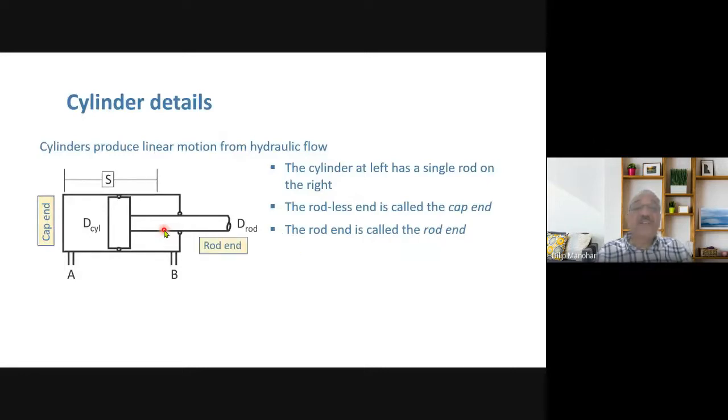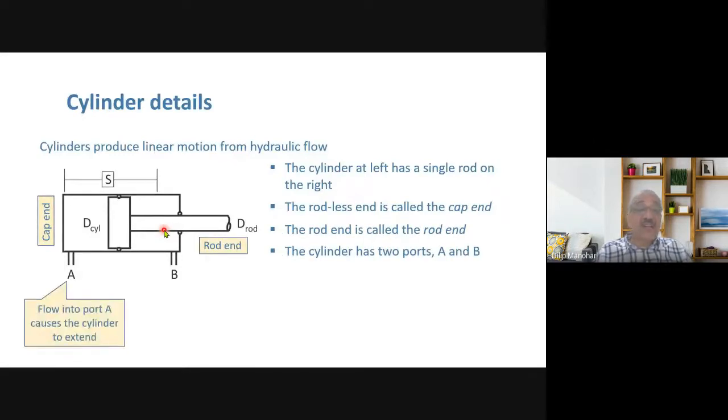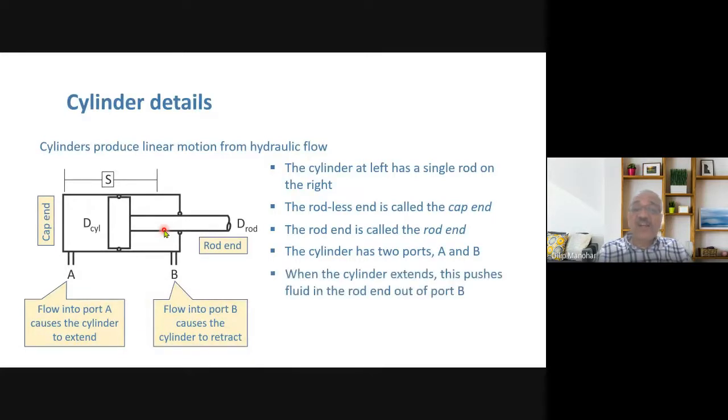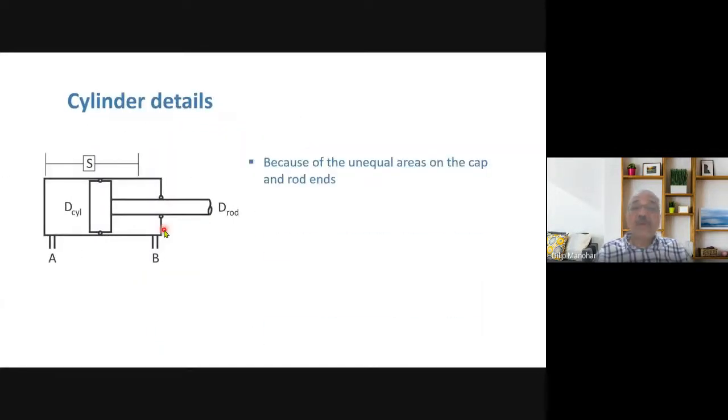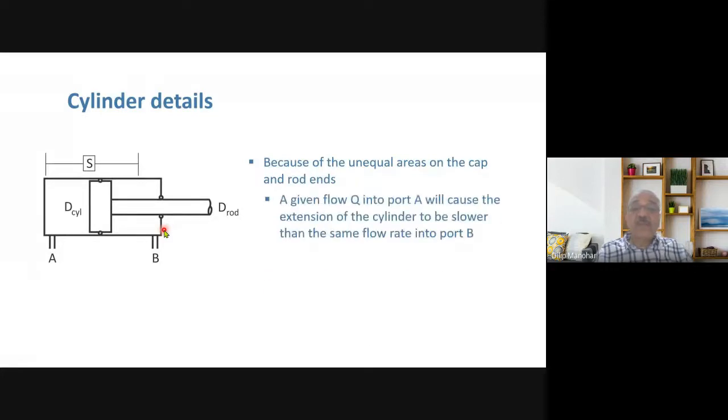I'll go slightly faster because we have already covered this. This is the inlet port. This is the exit port. This allows the cylinder to extend or push the fluid from both ends. When the cylinder retracts, the fluid pushes this. So in the cylinder details, because of the unequal area, the motion from A to B is occurring. Given a flow at A, it will cause extension. Given a flow from B, it will retract.